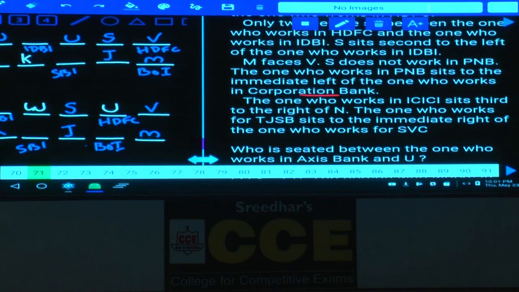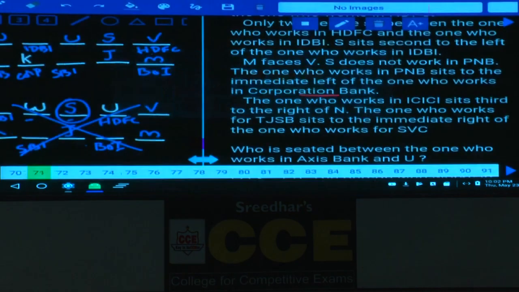Now P and B is to the immediate left of Corporation Bank, P and B and Corporation here. Now in the second case, P and B, Corporation. Here if this is Corporation, this must be P and B, that is the only possibility. Hence it is not possible because SC is not working in P and B. The second case is ruled out. Now we are left with only the first one.